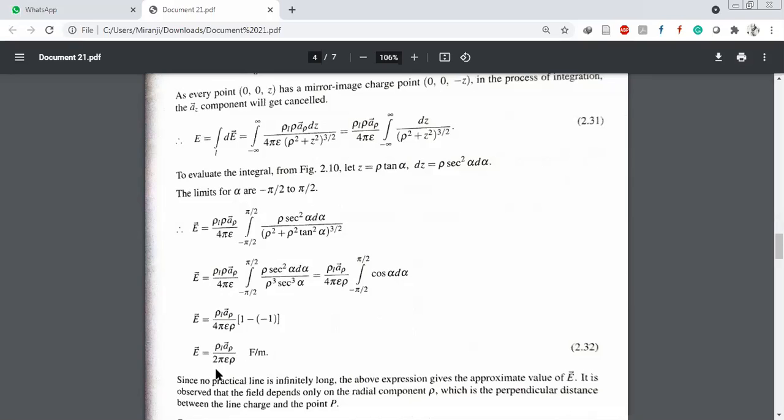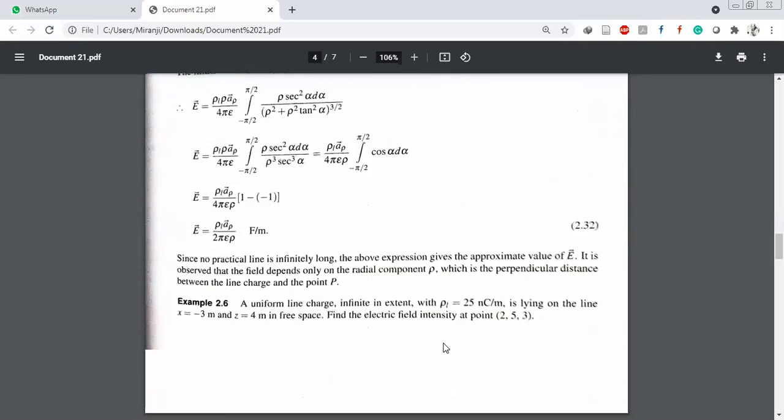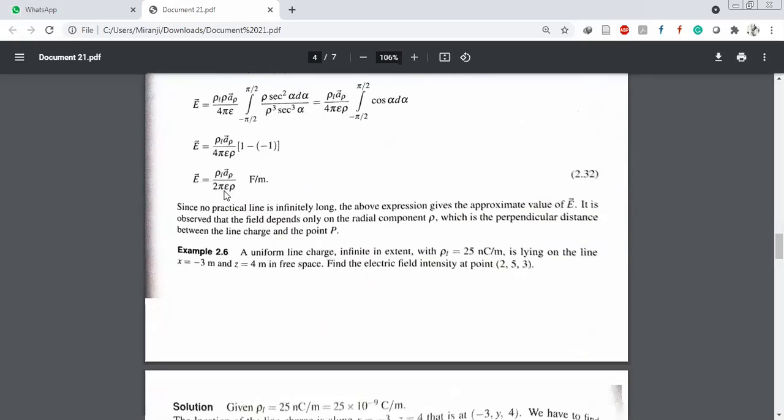Okay, this is the resultant field strength at this point P. How much is it? Rho L by 4 pi epsilon rho.